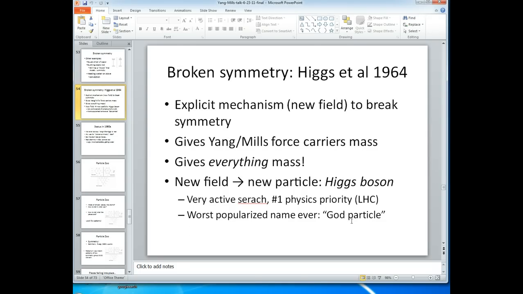But I have to mention that it sometimes gets called the God particle in news reports and things. Somebody came up with that, and it's absolutely the worst popularized name ever. It's a horrible, horrible name for that.